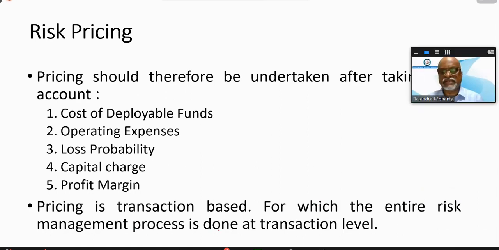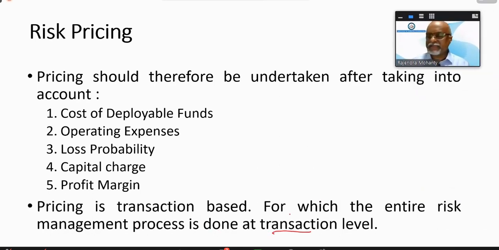So pricing is transaction based. It means for each transaction, each individual loan given, pricing has to be decided, for which the entire risk management process is done at the transaction level. So pricing is very important. So risk pricing is done in that way. Next one was risk monitoring and control. That is a simple process. There are departments in the head office, a continuous process, monitoring and controlling the entire risk management processes in the bank.